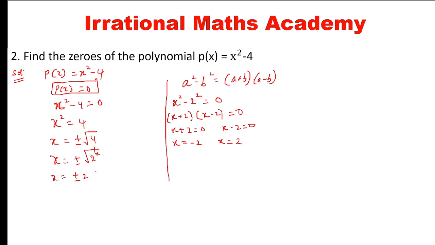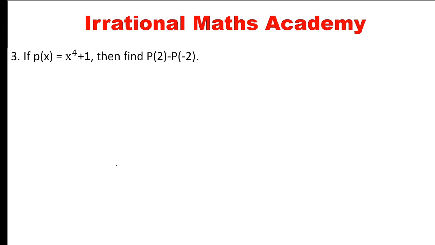Next. If p of x equal to x power 4 plus 1, then find p of 2 minus p of minus 2. So let me write down the question here. P of x equal to x power 4 plus 1. As I told you, to find out p of 2 or p of 3, in place of x we'll substitute that value. So here in place of x, we will substitute 2. 2 power 4 plus 1.